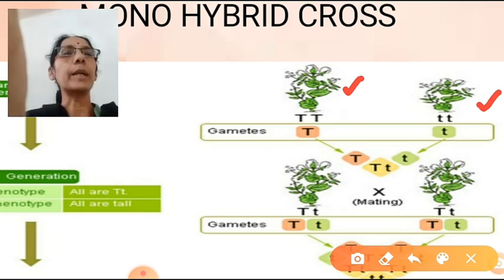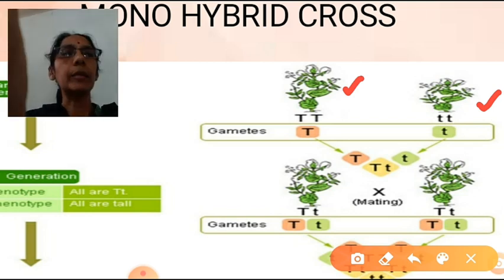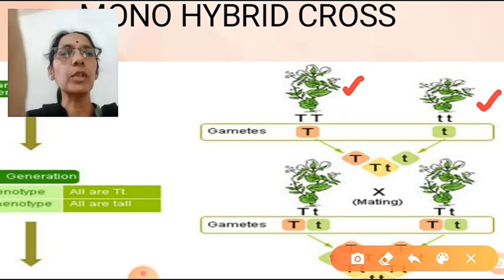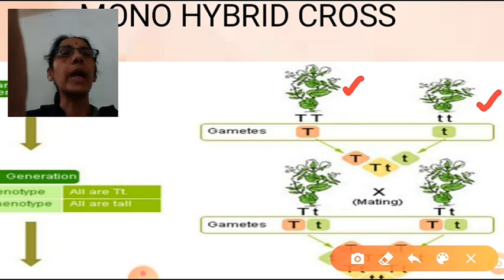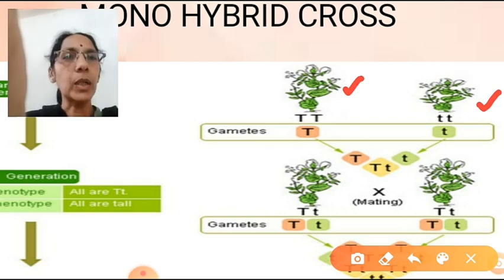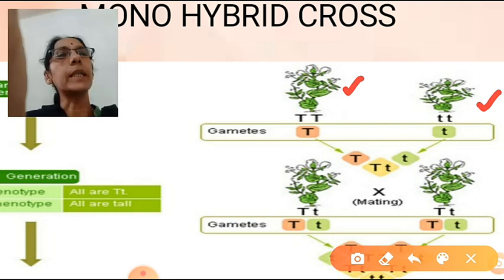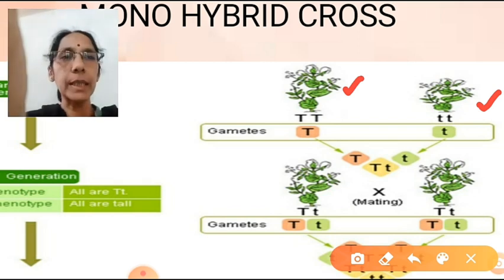To represent tall, he has used capital T because tall is dominant. So which letter is being used? Capital T is used. And how many times is it written? Twice. Why twice? Because organisms are diploid. So here it is capital T, capital T, and the other one is small t, small t. This is clear.